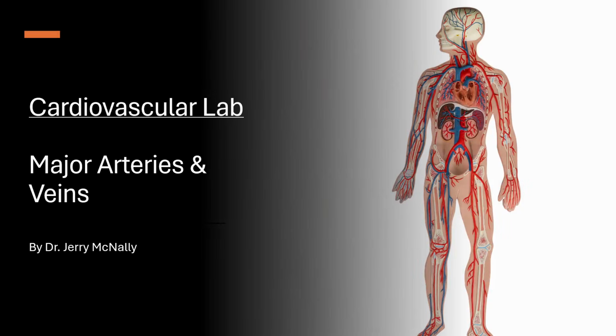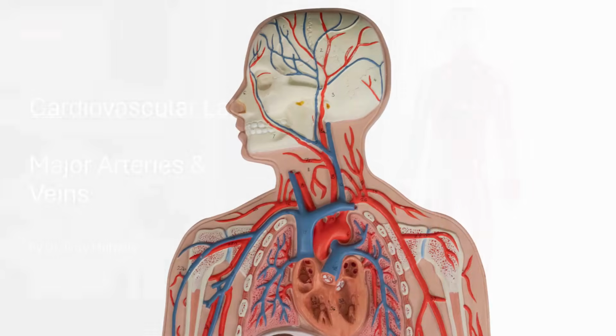In this cardiovascular lab, we're going to look at the major arteries and veins using this 3B model. Okay, we'll start at the heart. The heart is going to have four chambers. We have the right atrium, the right ventricle, and then blood will go through the pulmonary valve into the pulmonary trunk into the pulmonary artery.